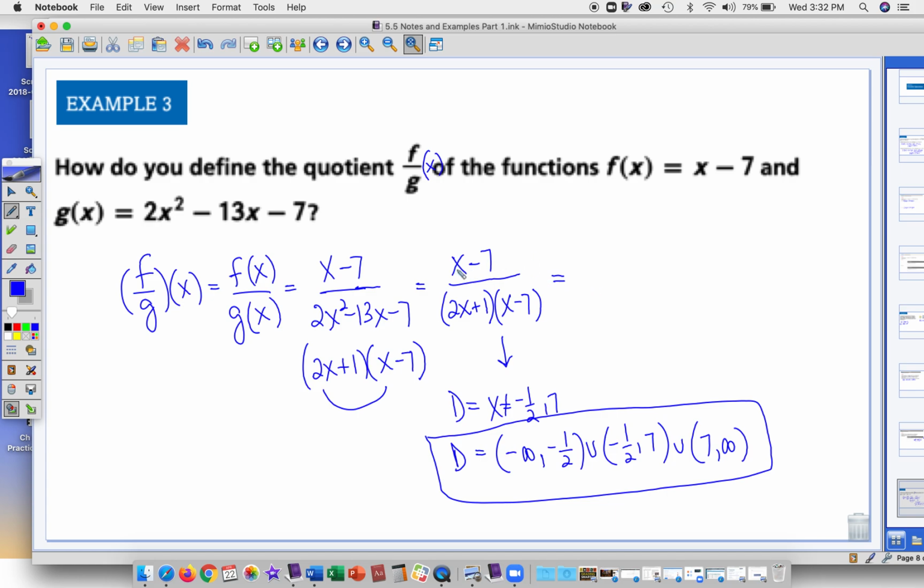Now we can finish up by reducing out the common factor that we have here. So remember, this doesn't become a 0. When we reduce out that factor, we're left behind with a 1. So we have 1 over 2x plus 1, and that's our function f over g. So 1 over 2x plus 1 is the f over g function, and here's the domain of f over g.